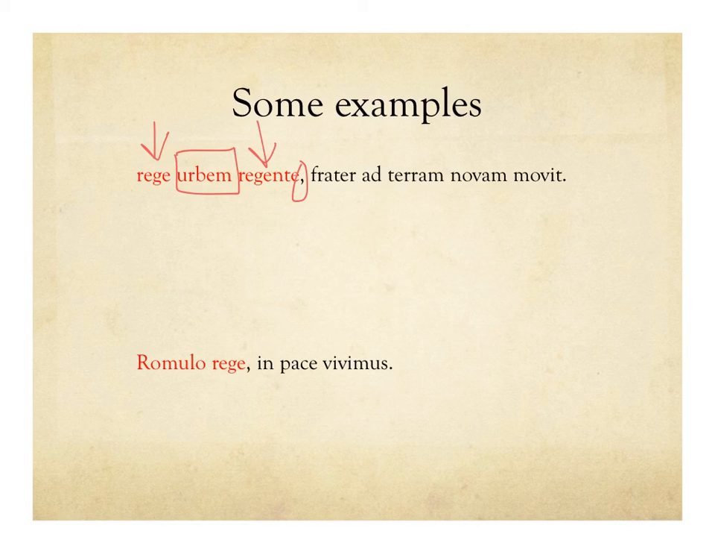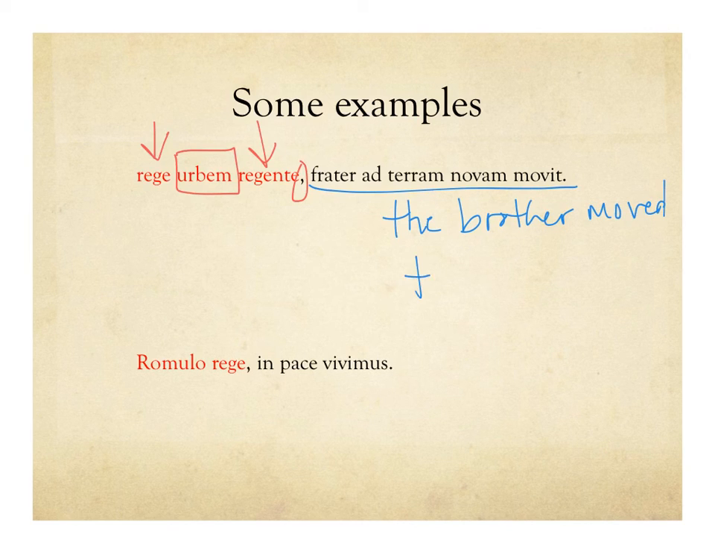So our main sentence, of course, is still here at the end, and you can see the main sentence is the brother moved to a new land. Right? Frater ad terram nova movit.